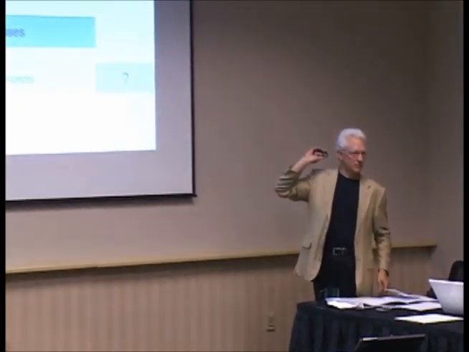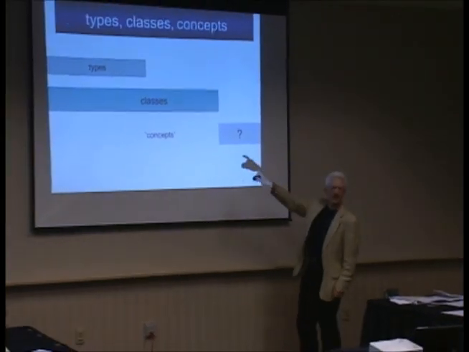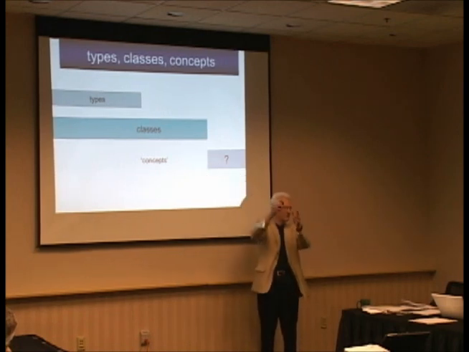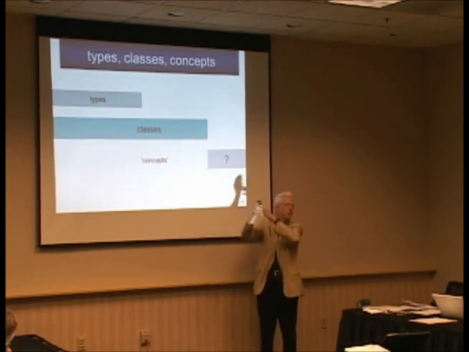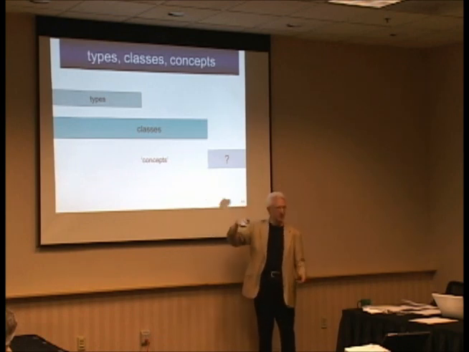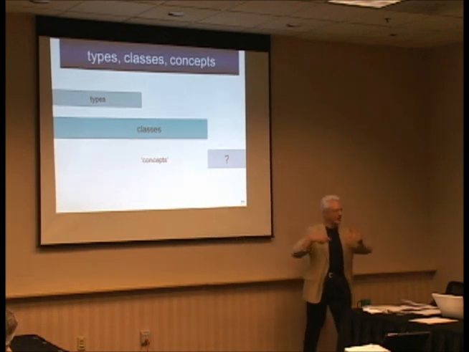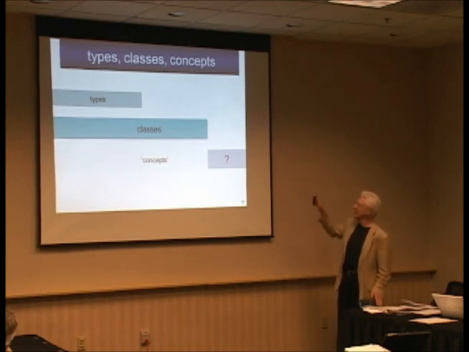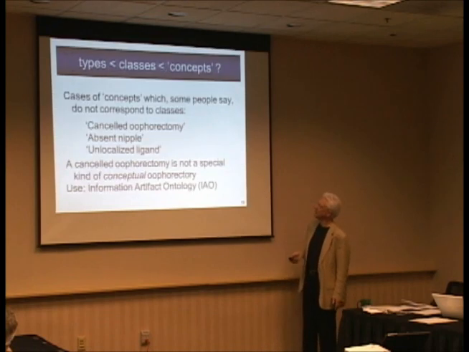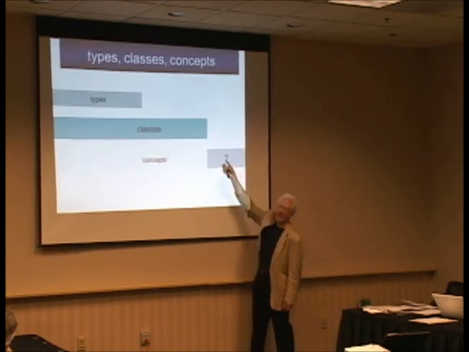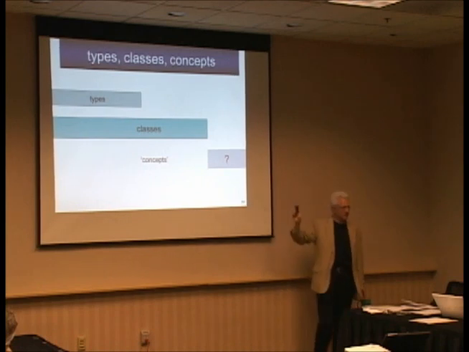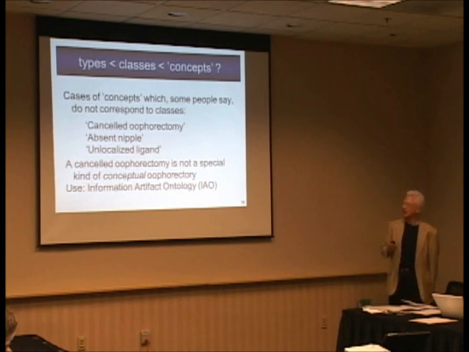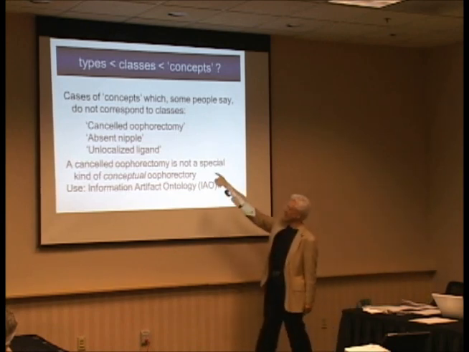Good. But there is a problem, which is the concepts problem. So there are some people who think that there are types, like people. There are classes, people who eat in the Emory Conference Center Hotel disco bar. And then there are concepts. And concepts have the feature that they don't have any members. So a cancelled oophorectomy, for instance, or an absent nipple, or an unlocalized ligand.